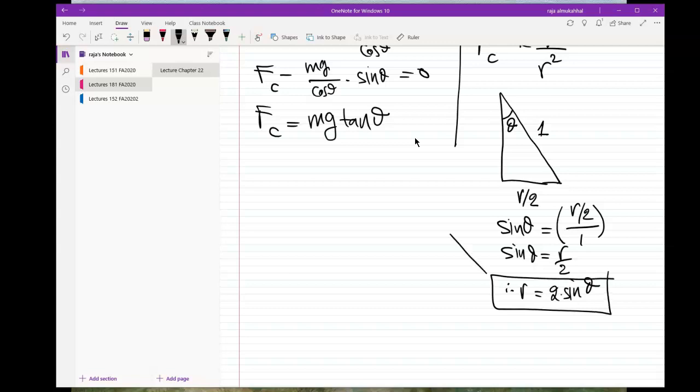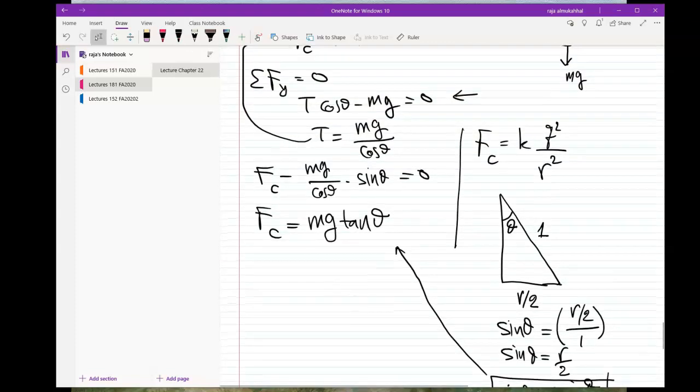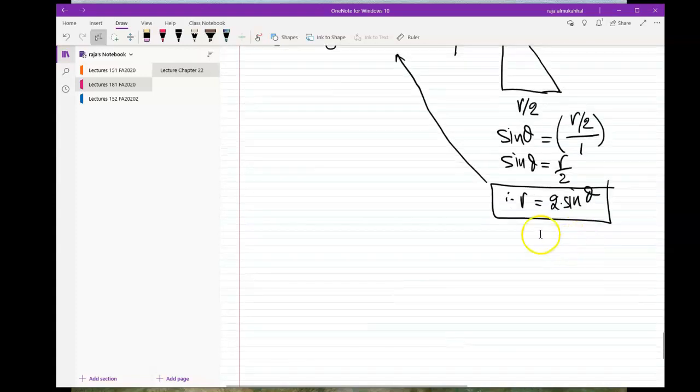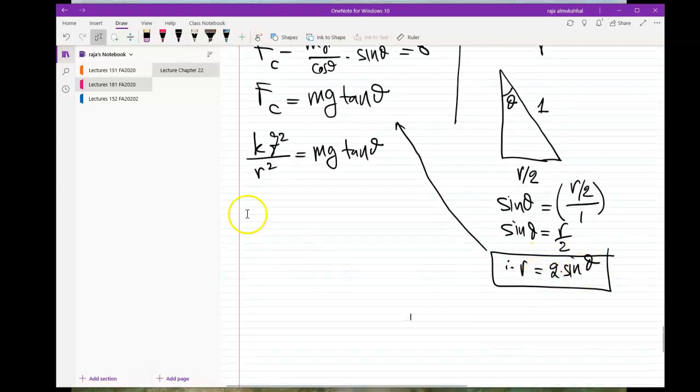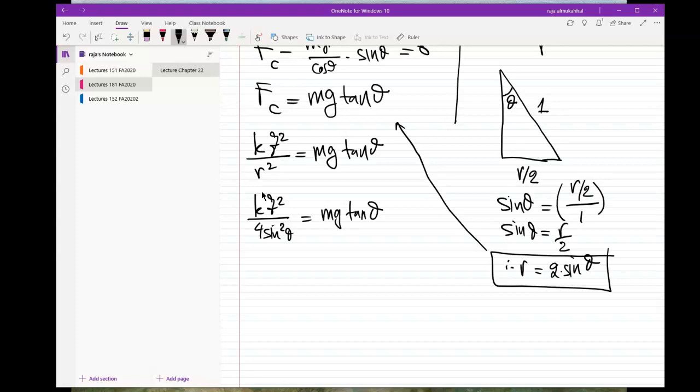Okay? Now I go back and plug it in here. I'm going to plug this one right here into F sub c, for the R. So F sub c is going to be K Q squared over R squared equals mg tan theta. But R is equal to what? 2 sine theta. I'm going to plug it right there. So that's going to be K Q squared over 4 sine squared theta equals mg tan theta. Remember, I'm interested in what? I keep repeating myself. Theta. Good. So let's solve for theta.